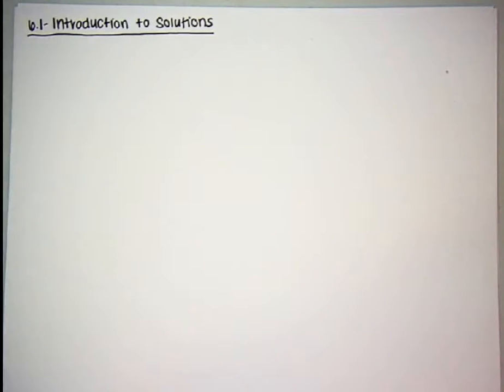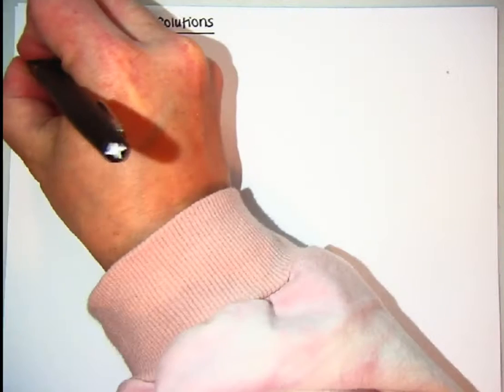Today we're going to start Unit 6, and Unit 6 is all about solutions. So today is just going to be an introduction to solutions, and we're going to talk about a lot of vocab that you need to know to understand the different parts of the solution.